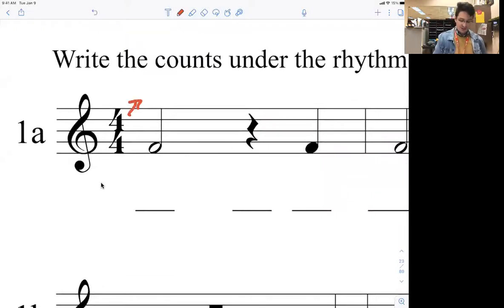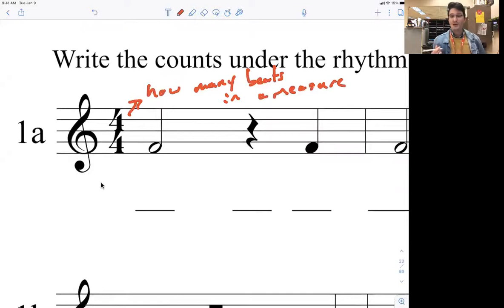Our time signatures tell us two things: the top number tells us how many beats are in a measure, and the bottom number tells us what note gets the beat. So if we know we have 4 beats, that beat could be a quarter note, it could be a half note, it could be a whole note. If it's a 4, that tells us that it's a quarter note. If it would be a 2, that would be a half note.